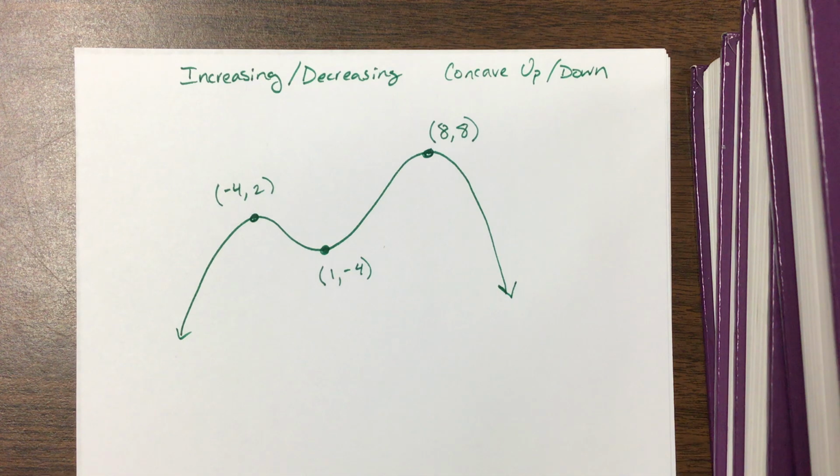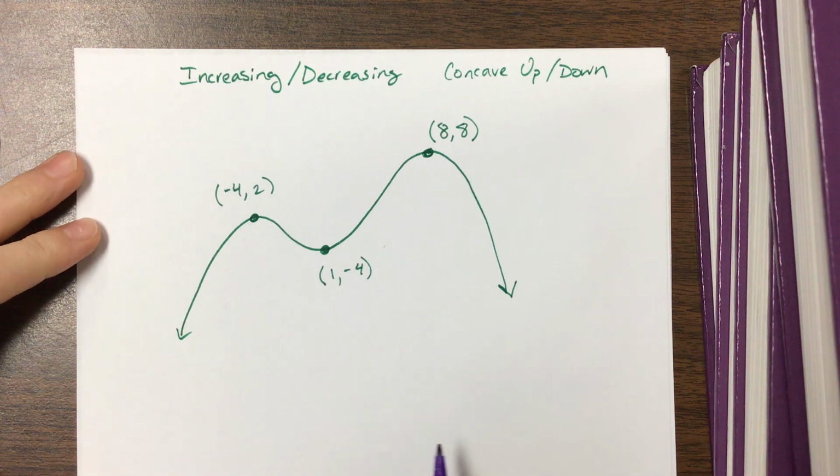Okay, I want to talk a little bit about increasing and decreasing in our functions and concave up and down and that kind of stuff. So I just made something up. I'm not really overly concerned about how accurate this is or if it's drawn to scale. I just want to give you the rough idea of what's happening here.